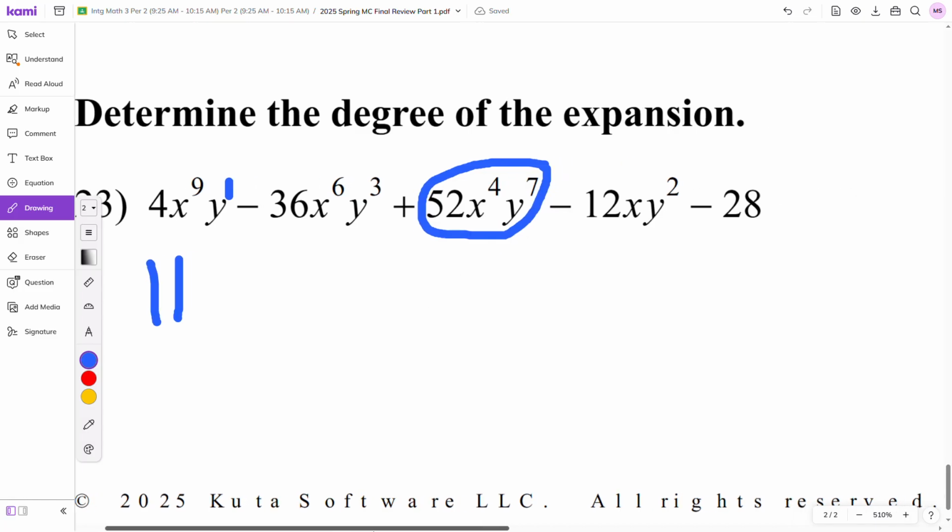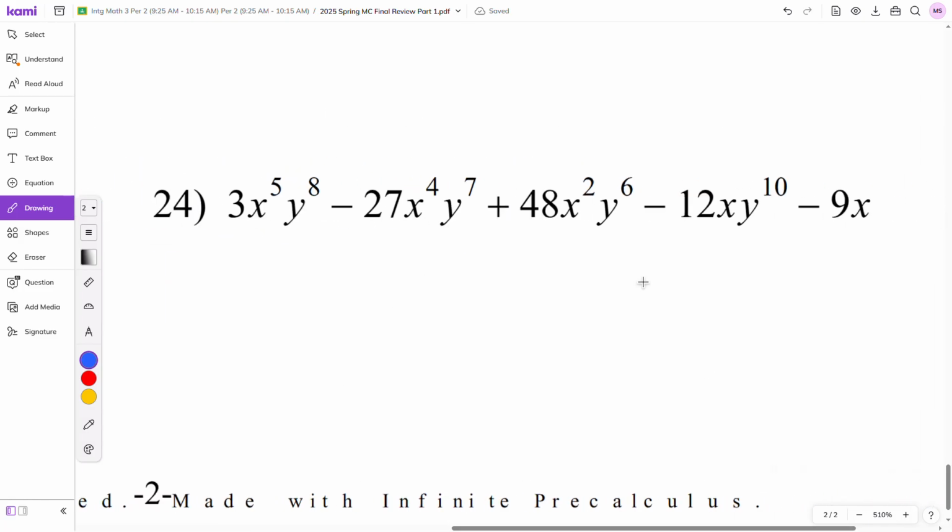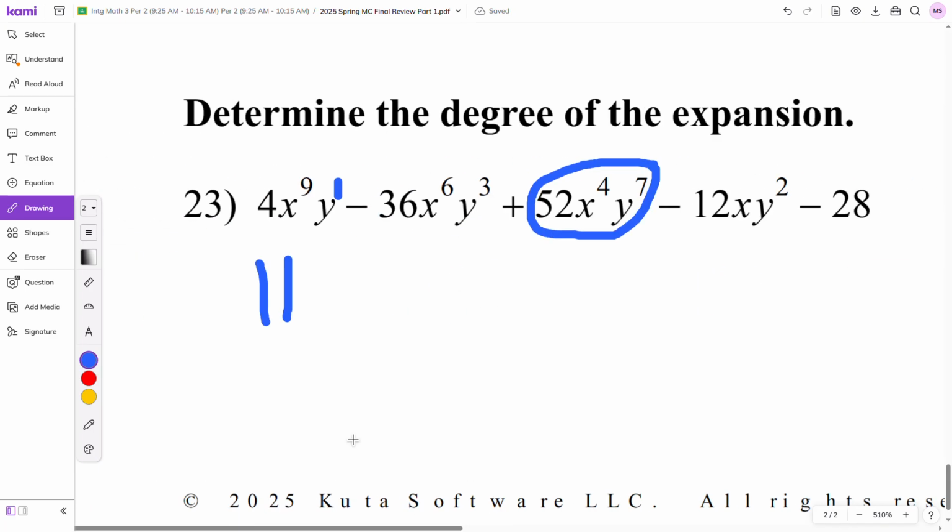So there we go. And then over here, I'm just looking for the biggest sum. 5 and 8 is 13. 11, 8, 11, 1. It's 13. And that concludes our video.